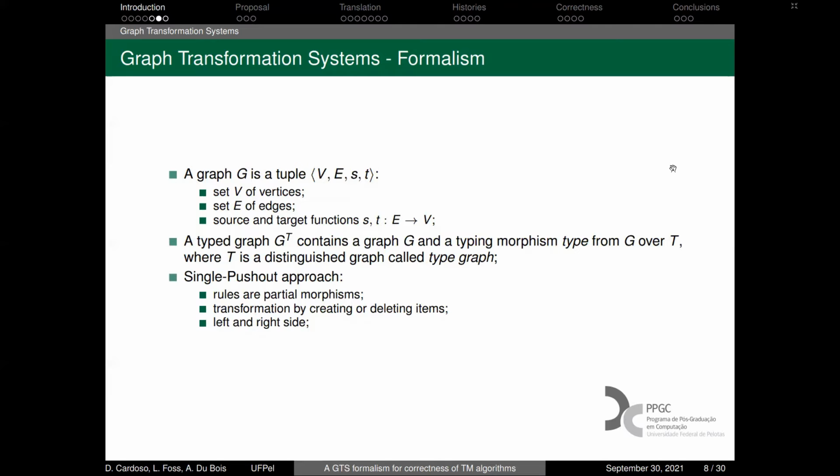We also use the single push-out approach as opposed to the double push-out. In the single push-out, rules are partial morphisms. Transformations happen by creating or deleting items in these graphs, and there's a left and a right side to the production rule, where the left side is what I'm going to use for pattern match, and the right side is the result of me transforming the state.